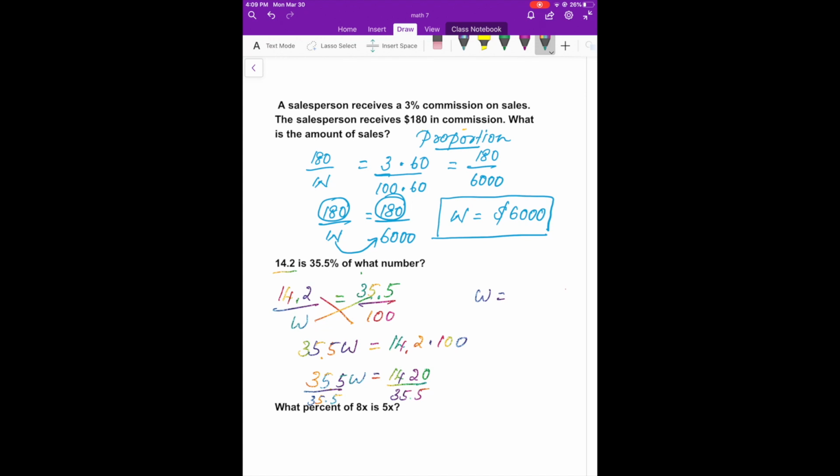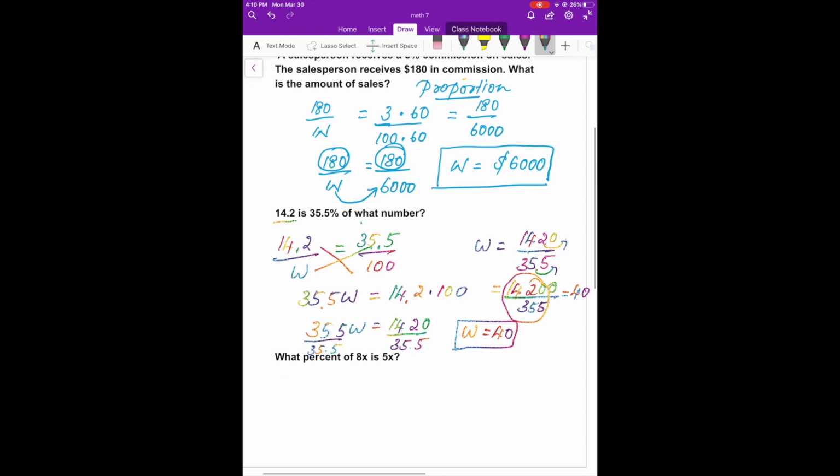So you will get W is equal to 1420 over 35 and 5/10. When you move the decimal over, or multiply by 10, you get 14,200 over 355. And that is what we got before, and we found this is going to be 40. So W, the whole, is equal to 40. So that is the proportion method.